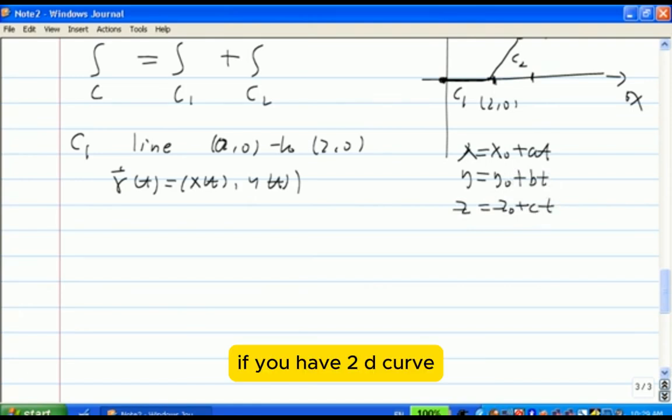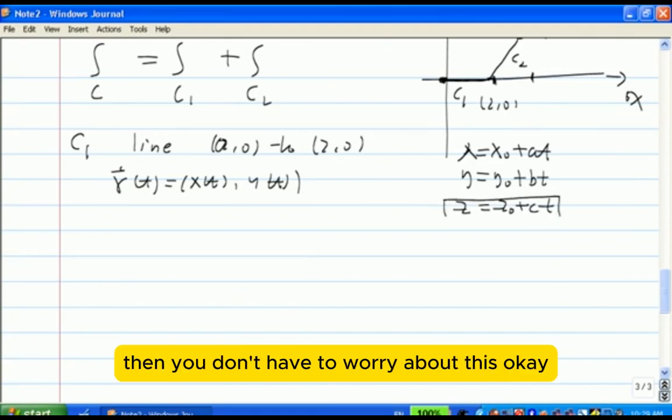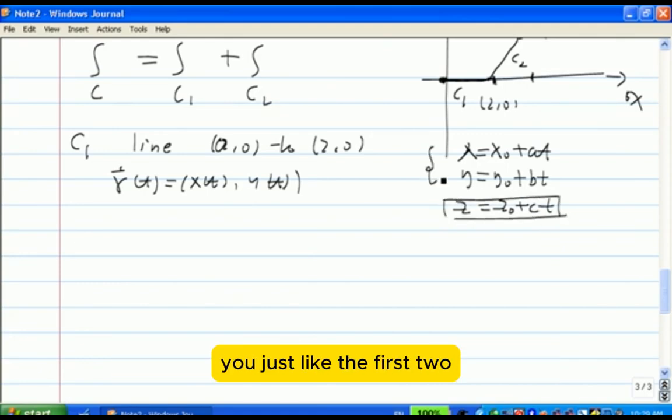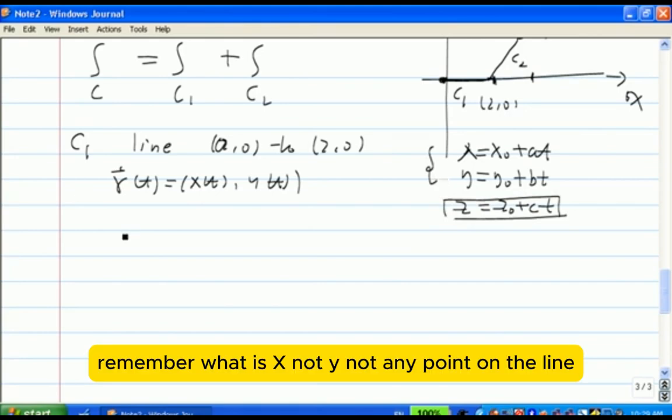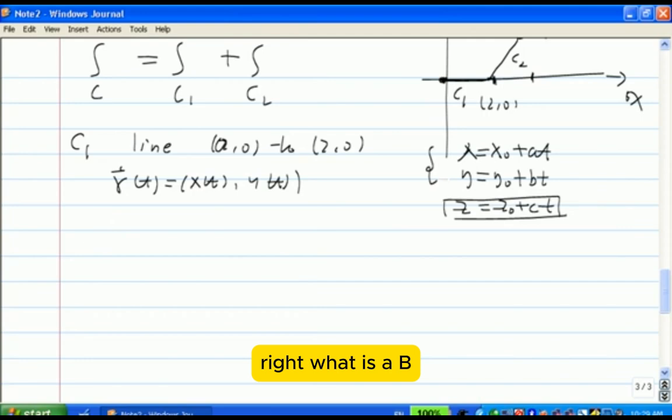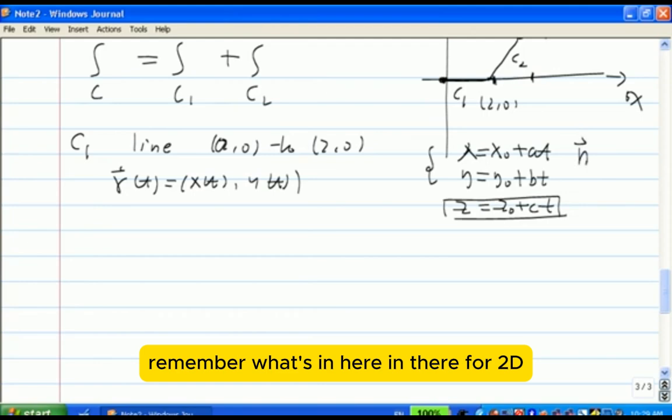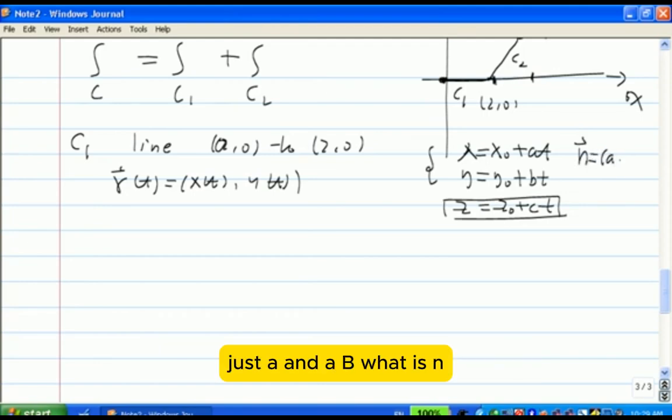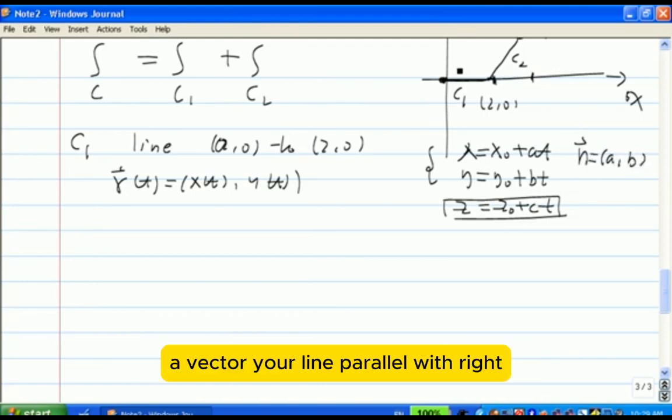If you have a 2D curve, then you don't have to worry about this. Just like the first two. Remember, what is x naught, y naught? Any point on the line, right? What is A, B? Remember we have n here. For 2D, just A and B. What is n? A vector your line is parallel with, right?